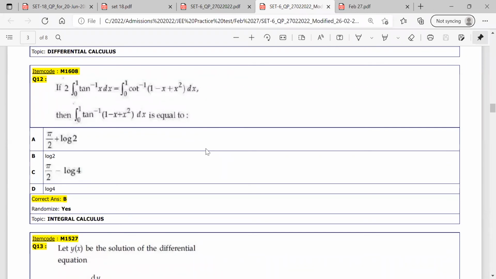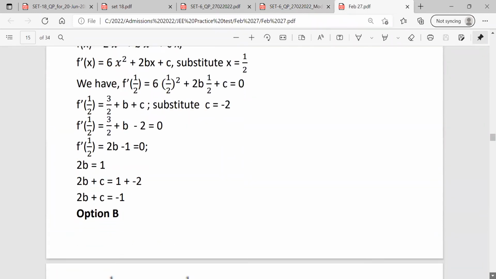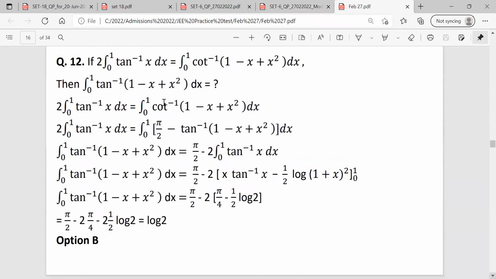What we have to find out is the integral of 0 to 1 of tan inverse of (1 minus x plus x square) dx. So we have to find the value of this integral. Let's see how we can solve this question. It's question number 12, and this is what is given in the question.